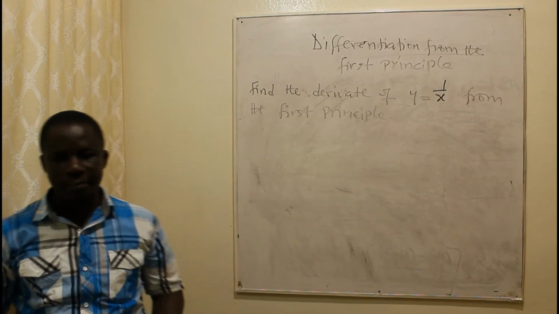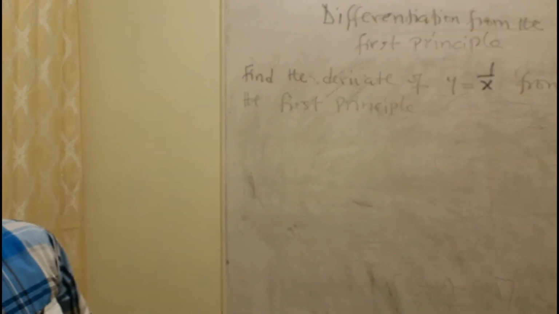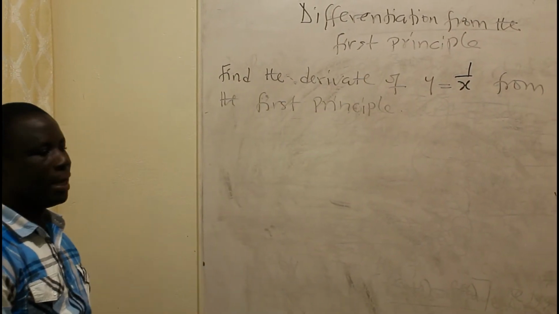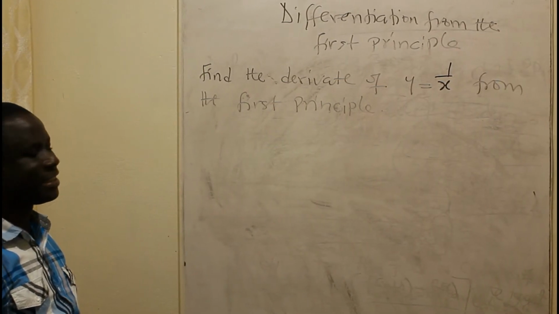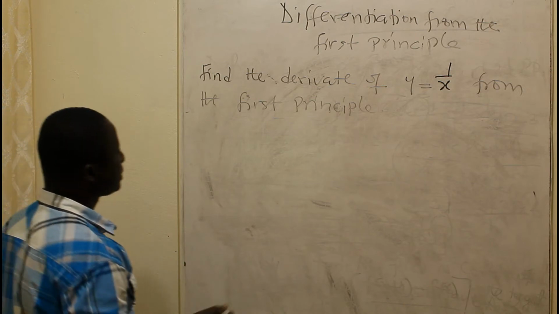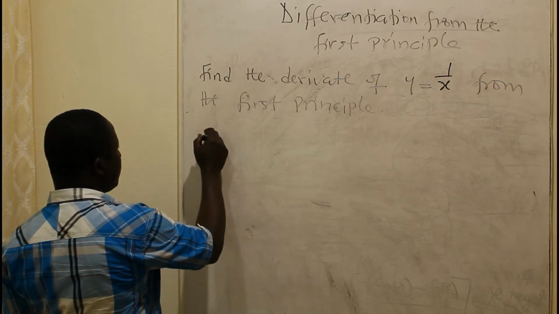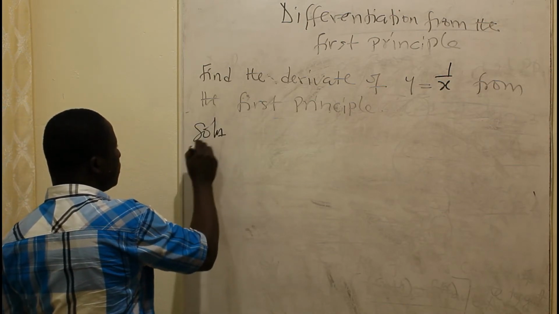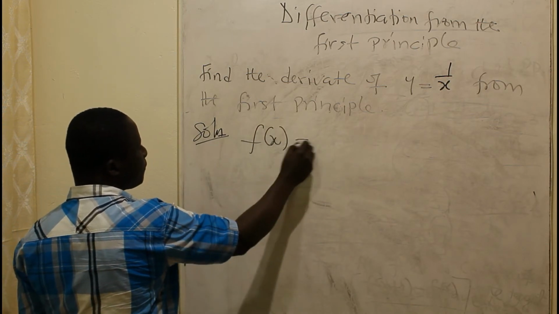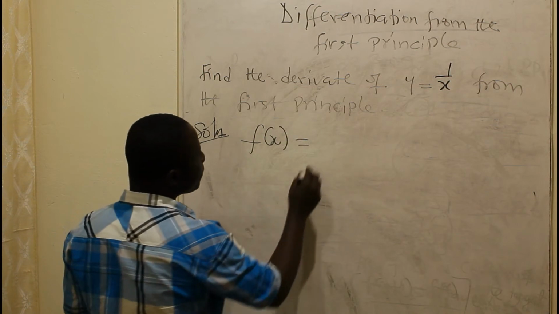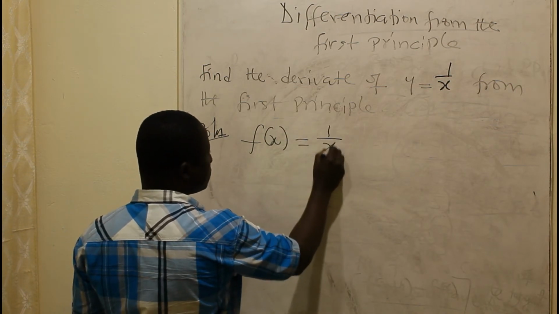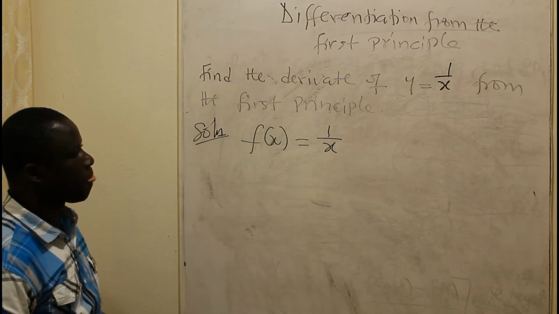From the first principle, we have to find the derivative of this function, 1 divided by x, from the first principle. And we need to know our solution. We need to know our f of x. So from the question, y equals 1 over x. So this is our f of x.